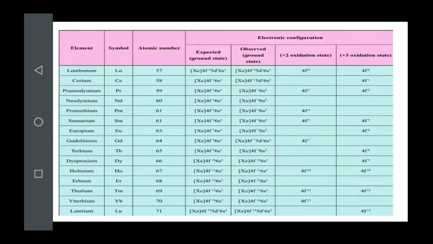Then after gadolinium, from terbium to lutetium, the last lanthanoid, the expected and observed electronic configurations are the same. So only one variation is observed from the expected configuration, which is in the case of gadolinium, where one of the electrons which is expected to go into the 4f orbital, so that the configuration could be 4f8, does not, and we have the 4f7 5d1 configuration instead. And that is to acquire what? To acquire the extra stability of the exactly half filled f orbitals.